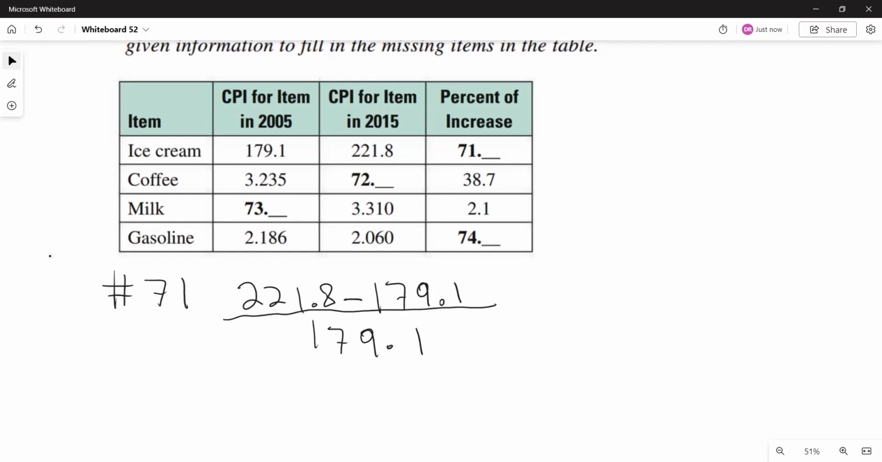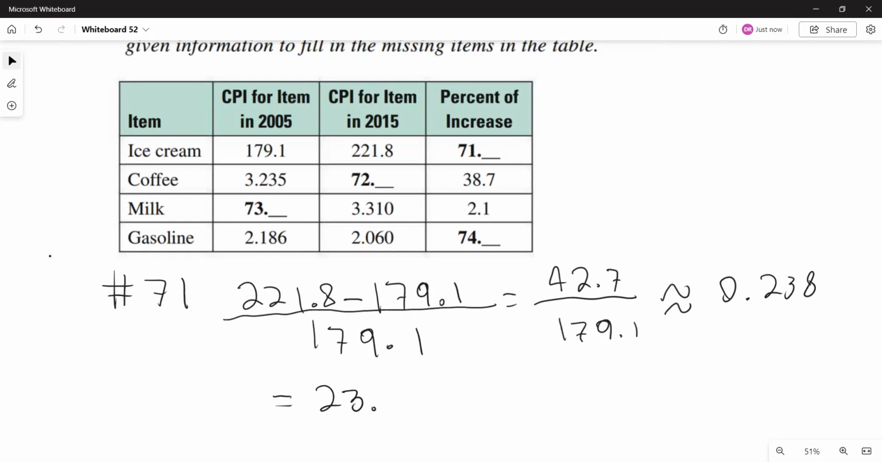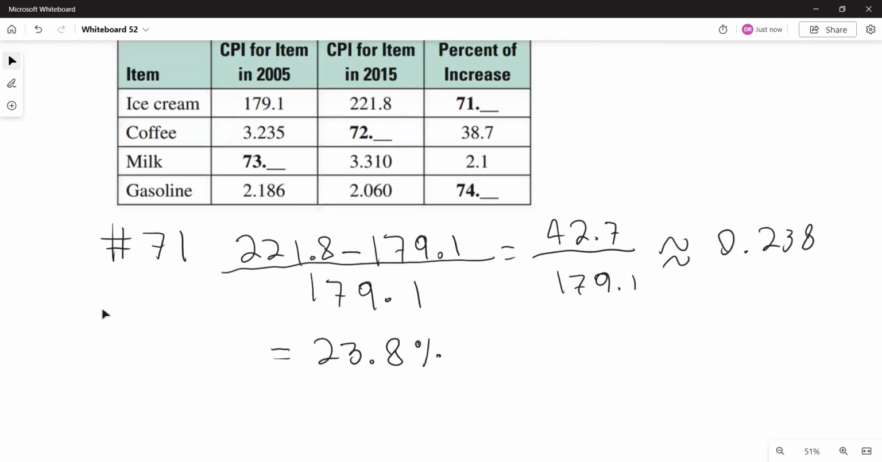That's the base CPI, so this is 42.7 over 179.1. As a decimal, that's 0.238. And the inflation rate, or the percent of increase, is 23.8%. So the percent of increase in ice cream prices was 23.8%.